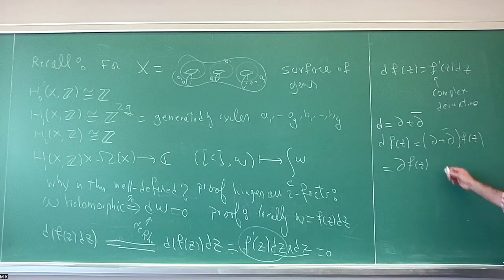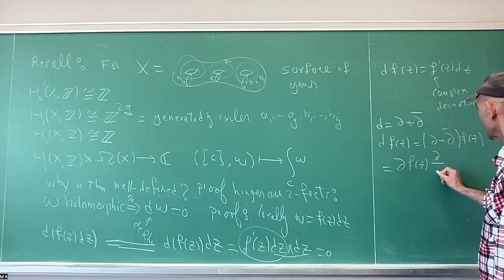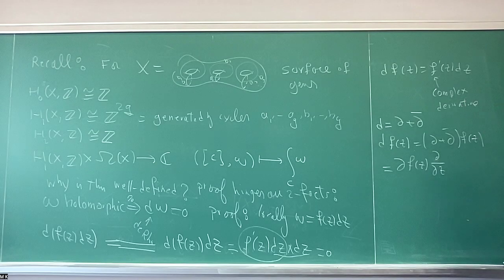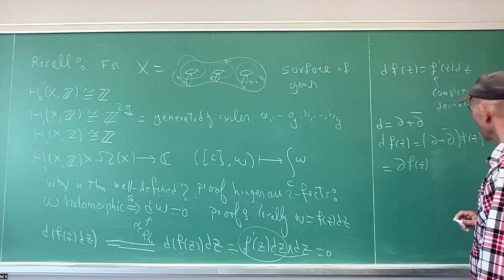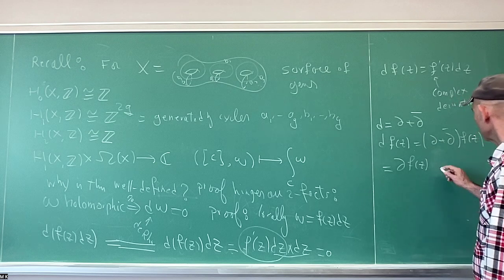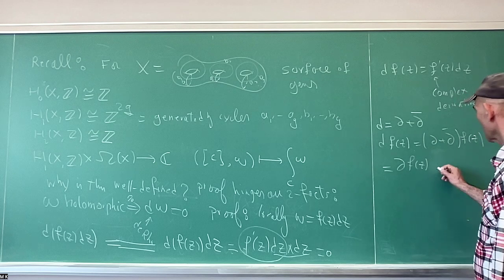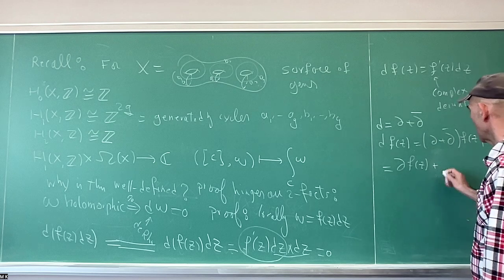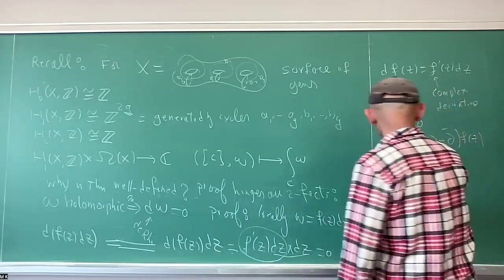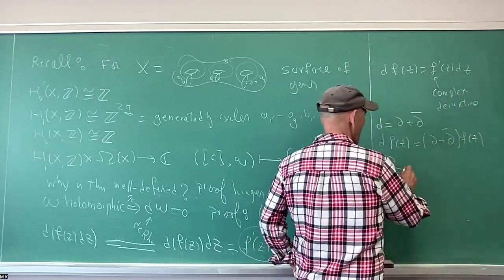Now, I don't know how to write it. I just write it d dz. Yes, it's not good notation. I should write... I just need a good notation. Okay, so let me put it this way. Maybe this is better. This is equal to d dz of f of z.